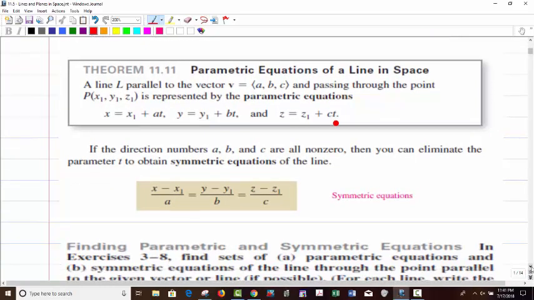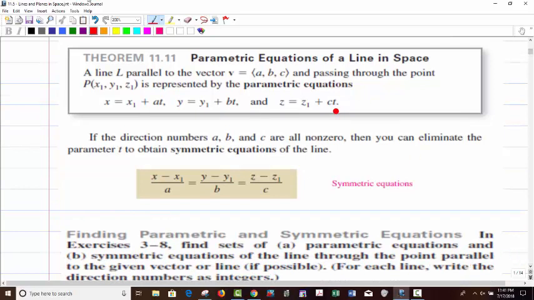They also have this form. I'm not as fond of the symmetric form, but we do need to take a look at it here. I like the parametric better. But what the symmetric form is doing, if you take each of these equations and solve for t, do a little algebra there, you can see that the first one would be x minus x1 divided by a, and then y minus y1 divided by b, and then z minus z1 divided by c. And if t equals each of those, then they all equal each other.